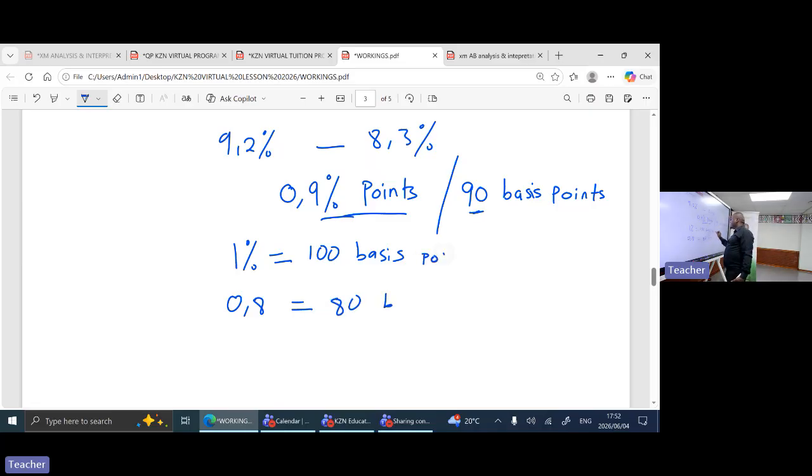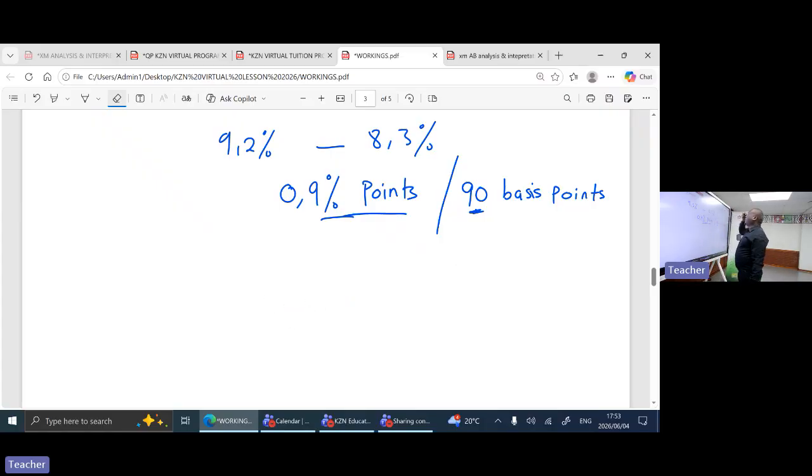Why do I say basis points? Because once it is less than 1%, it is no longer a percentage per se, but it is now basis points. You would not say 90%, but rather 90 basis points, because it is less than a percentage. There is also what is called the relative increase and decrease.